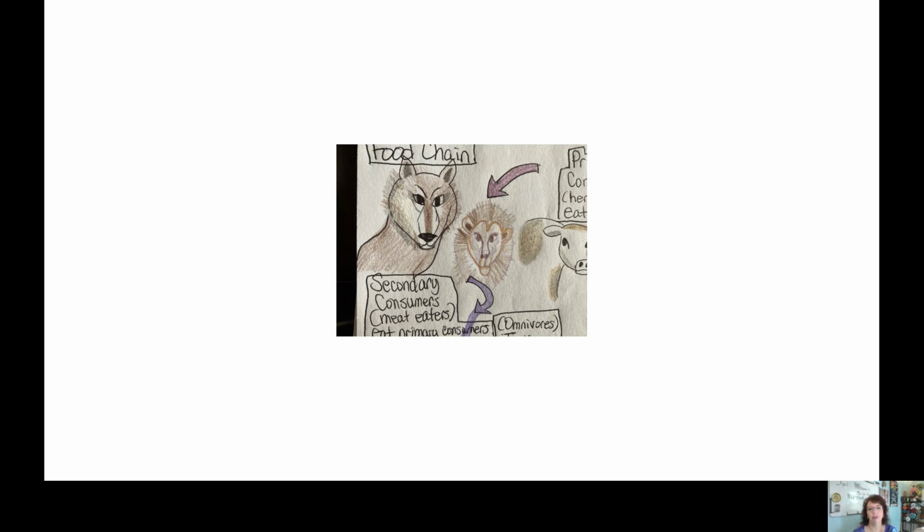I have my evil attempt at drawing a wolf and a lion. These guys only eat meat. So they eat primary consumers, and they are called secondary consumers. They only eat meat.